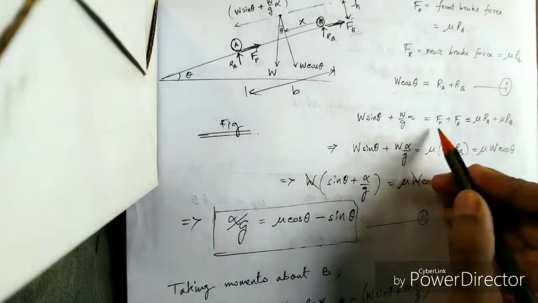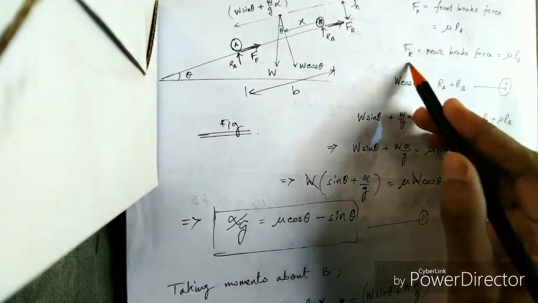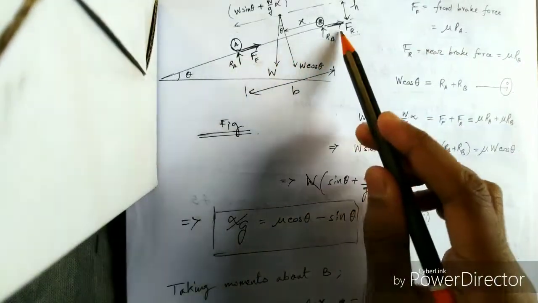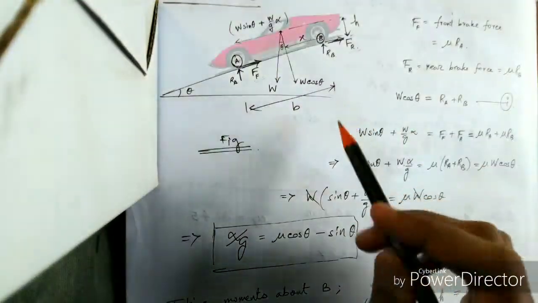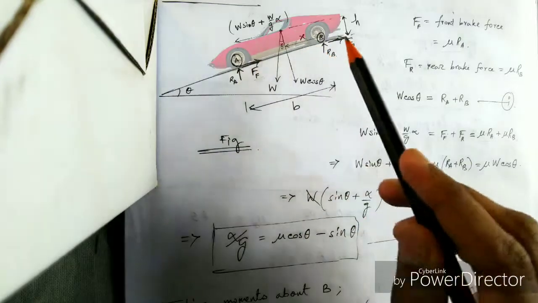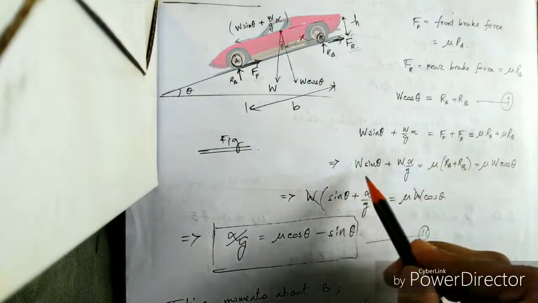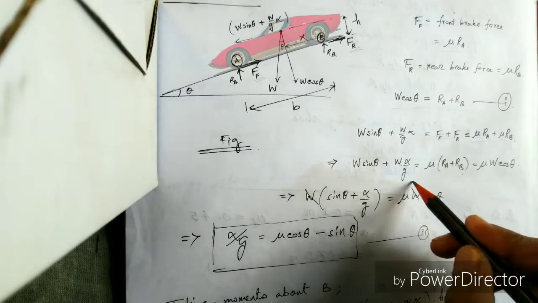Now, you can see that the front brake force is mu into RA and the rear brake force is mu into RB, because mu is the coefficient of friction between the road and the tires of the wheels, and RA and RB are the reaction forces at the front and rear wheels respectively. From this equation we can directly get the value of alpha by g.